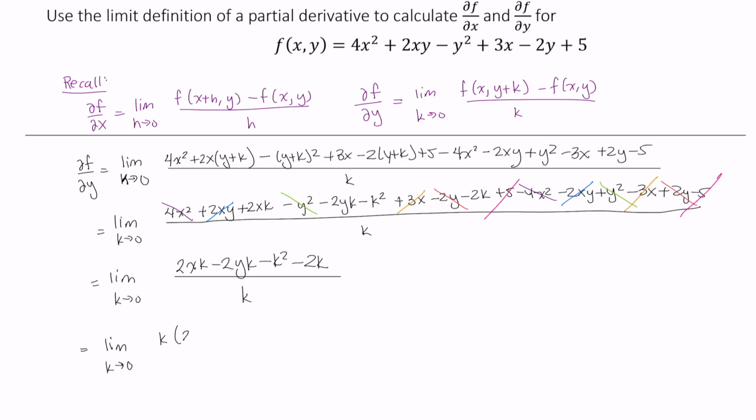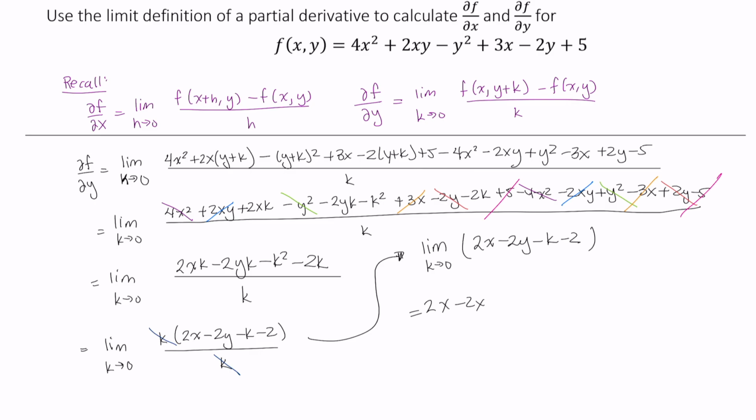So this is k times 2x minus 2y minus k minus 2 divided by k. K divided by k is just 1. So we are left with the limit as k approaches 0 of 2x minus 2y minus k minus 2, divided by 1, so I don't need that fraction symbol. I can go ahead and put in 0 for k without problem. So this is equal to 2x minus 2y minus 0 minus 2. So the partial of f with respect to y is equal to 2x minus 2y minus 2.